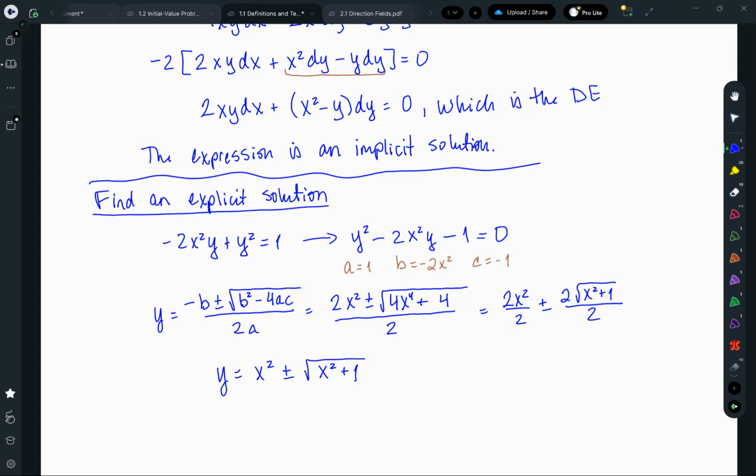Both of those work as solutions. We could say one explicit solution is y equals x squared plus the square root of x squared plus 1. And the other one has the minus sign.